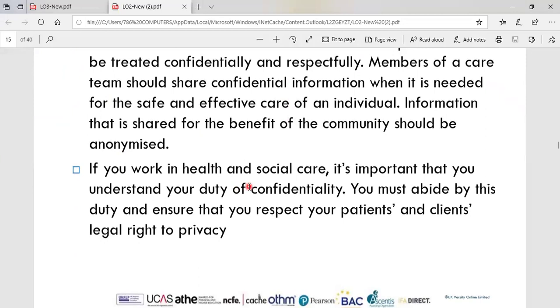If you're working in a health and social care setting, it's important that you have a complete understanding of what confidentiality is.